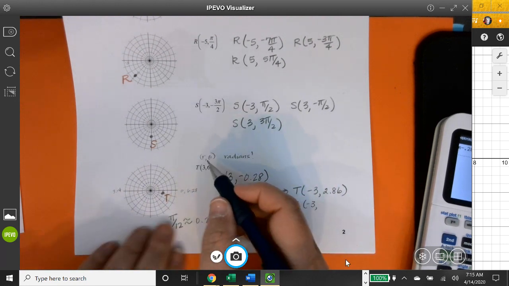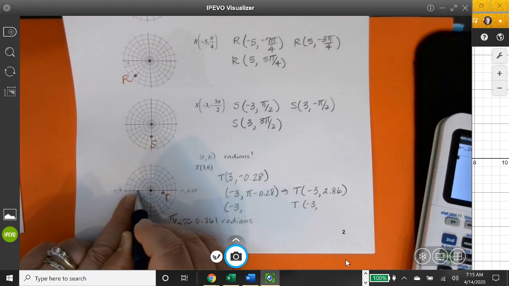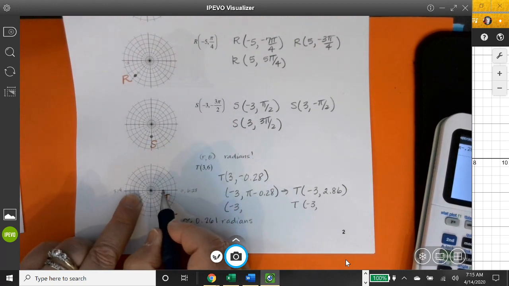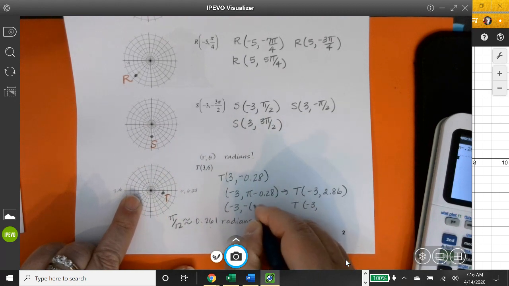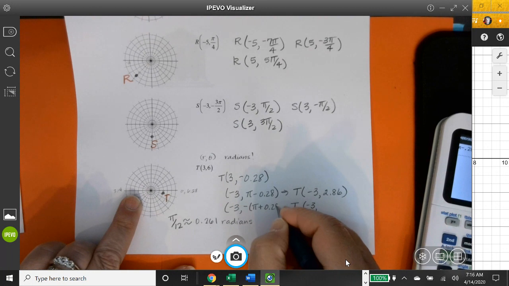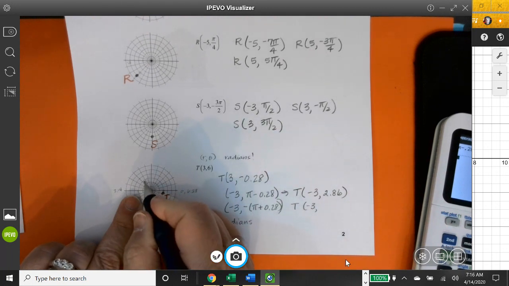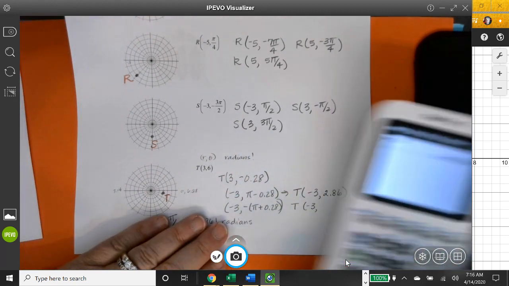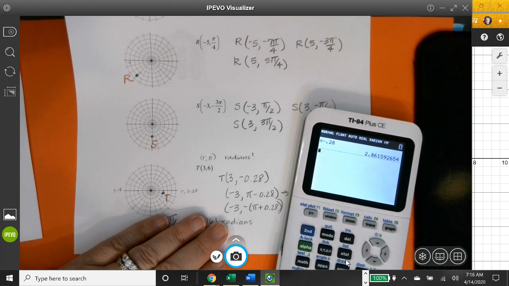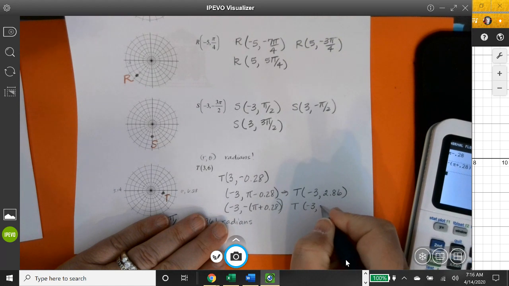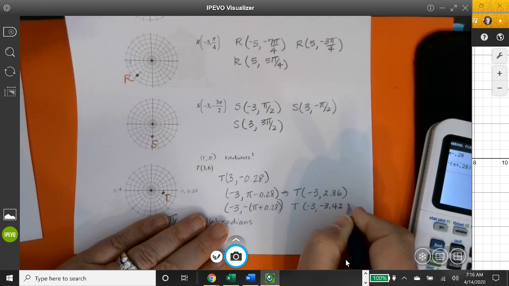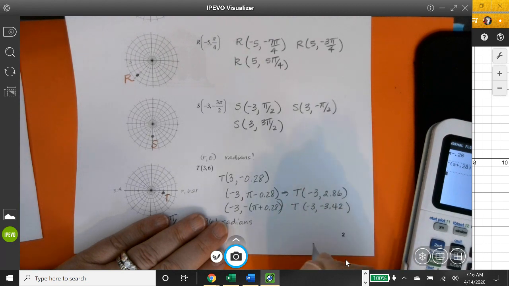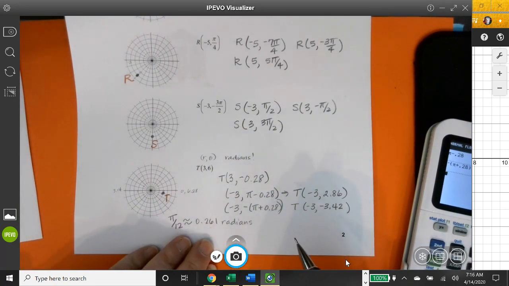Well, if I go out radially 1, 2, 3, and I want to rotate the other direction, it would be negative pi plus 0.28, right? Because I'm going clockwise, it has to be a negative number, so I put a negative out in front of here. So it would be negative, parentheses, negative second pi plus 0.28 roughly. And we get negative 3.42 approximately. All right, so there are representations.